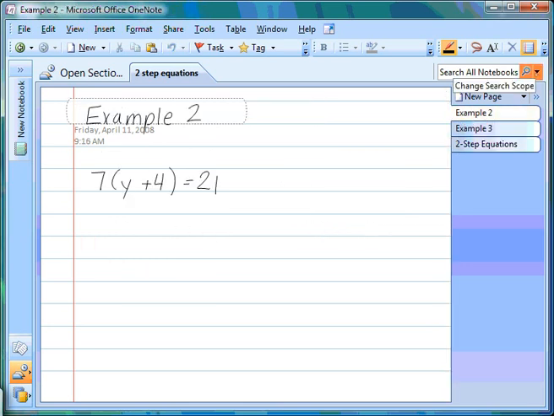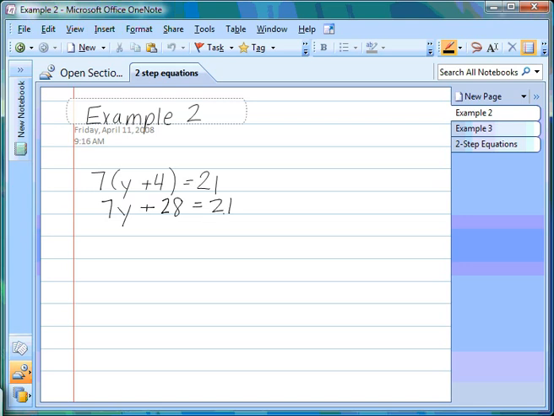Our second example uses distributive property. If you remember from when we studied distributive property earlier in the year, when we use distributive property, we take the outside number, or the outside term, and we multiply it by both of the terms on the inside of the parentheses. So we need to take 7 times y, drop in the symbol, and then 7 times 4. So when we do that, 7 times y equals 7y. We drop in our symbol, and then we multiply 7 times 4, and we get 28. And then we finish writing out the equation.